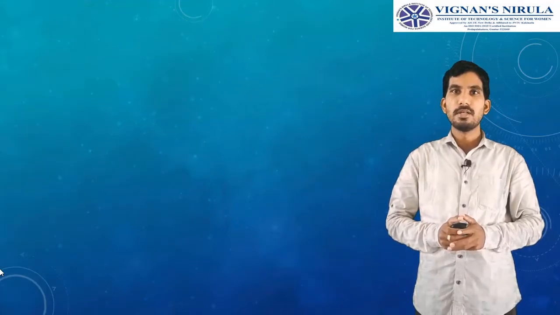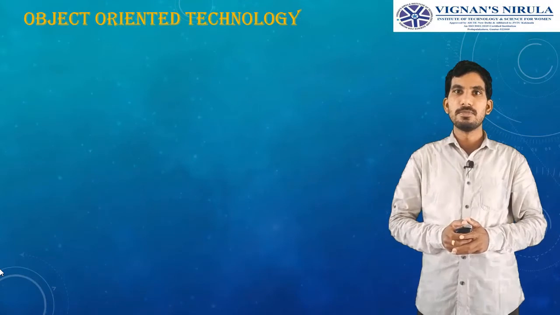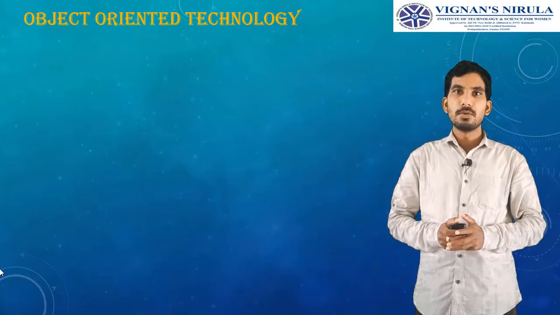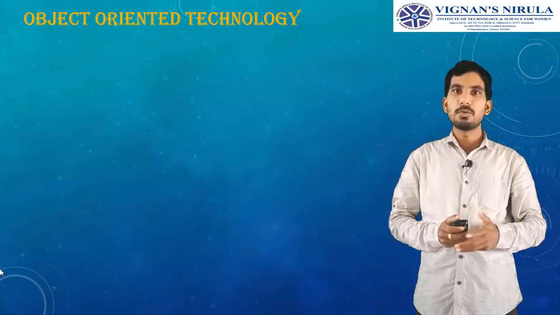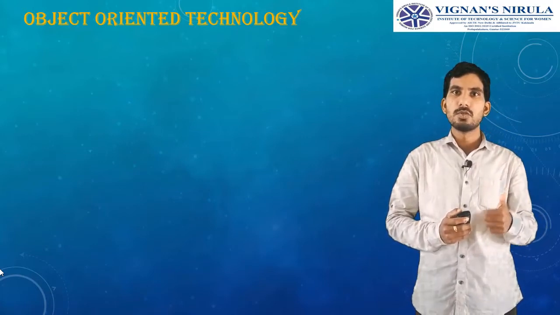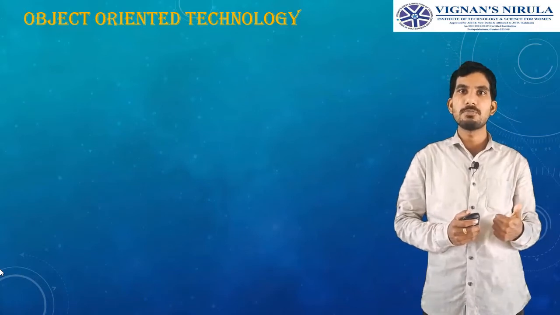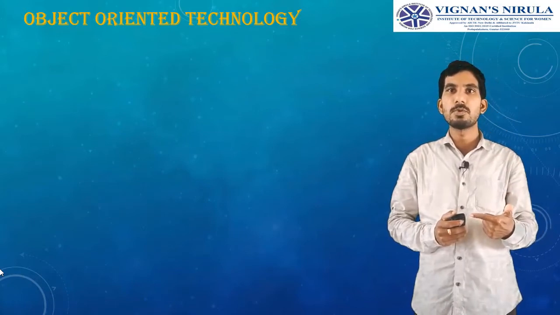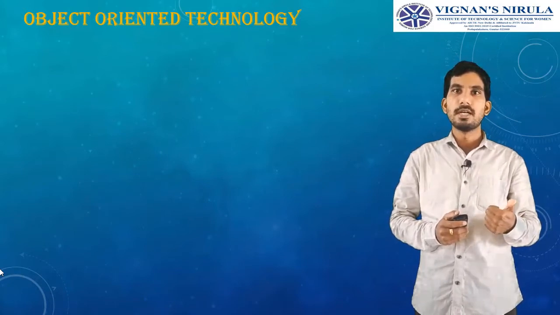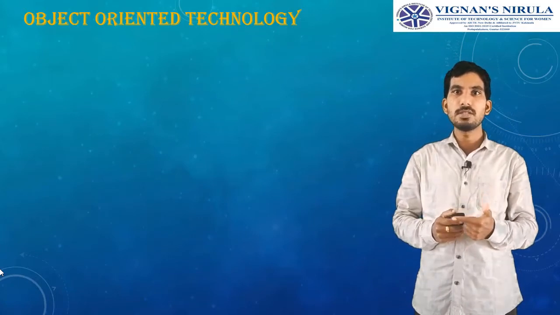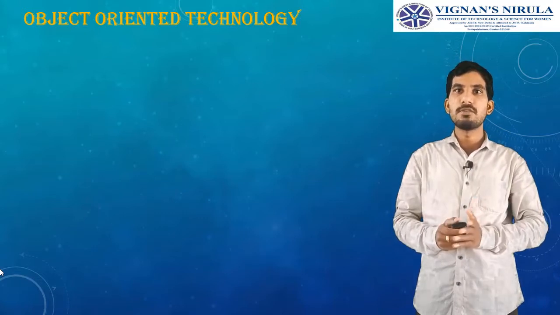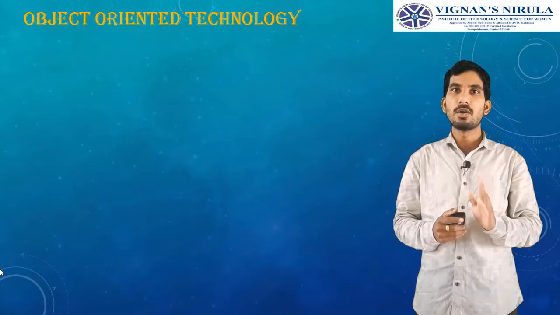Coming to the next concept, object oriented technology. In this real world, objects play a very important role. Objects are divided into two types: living objects and non-living objects. Nature is composed of different types of objects, and living beings are also composed of different objects. Nature means non-living things, and living beings means living things.